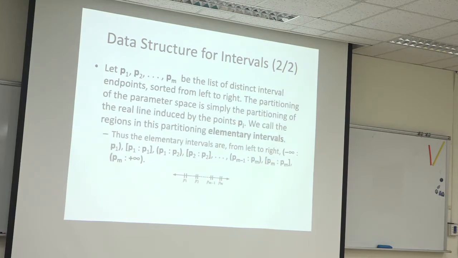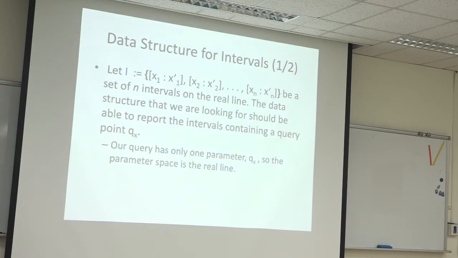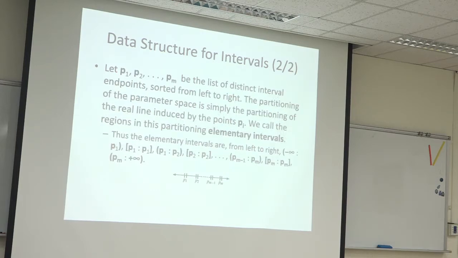Let P1, P2, up to Pn be a list of distinct interval endpoints. So let's say if we have n intervals, we will have 2n points, right? Let's put all those points together, sorted from left to right. The partitioning of the parameter space is simply the partitioning of the real line induced by the points Pi. So it's going to be something like this.